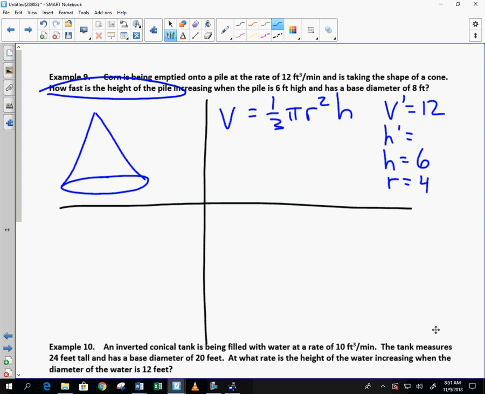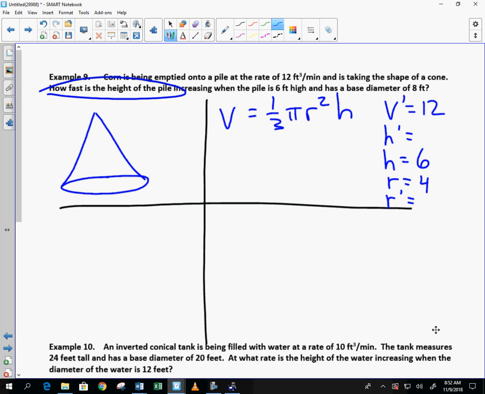Now, this is where you have to think ahead. If I take the derivative of this and use the product rule, will I come up with an H prime at some point? Will I come up with a V prime at some point? Will I come up with an R prime at some point? Do you know R prime? No. So if we use the product rule, we're going to come up with two unknowns, and that stinks. We got no shot.